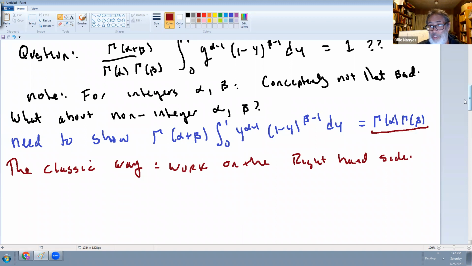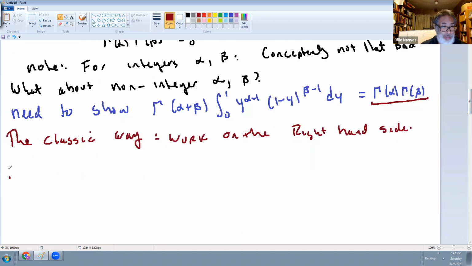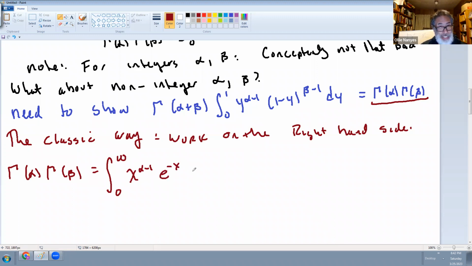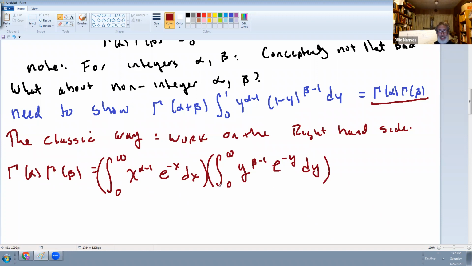So what I'm going to do is start with Gamma of alpha, Gamma of beta, and use the definition. I'm going to choose x for this dummy variable, so this is x to the alpha minus 1, e to the minus x dx. And for the beta one, I'm going to choose a different dummy variable: y to the beta minus 1, e to the minus y dy. Okay, so that's just using the definition.